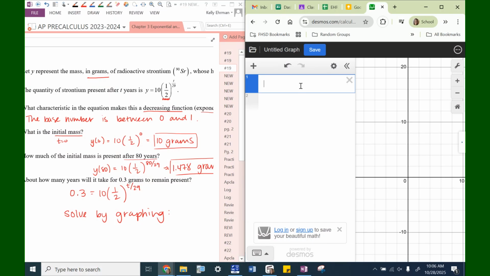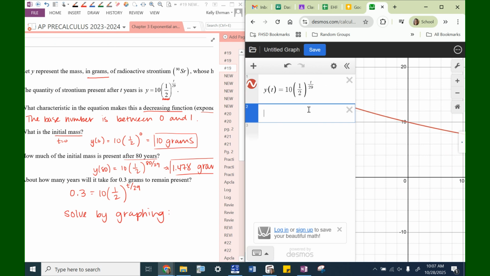So how do we solve by graphing again? We graph the function, y equals 10 times 1/2 to the, I don't want to use t. I could use t, but I would need to make this f of t. Let's do that. Either use f of t or change that to x. So t over 29. I don't think it'll let you do y of t. Let's see. Okay, y of t equals 10 times 1/2 to the t over 29.